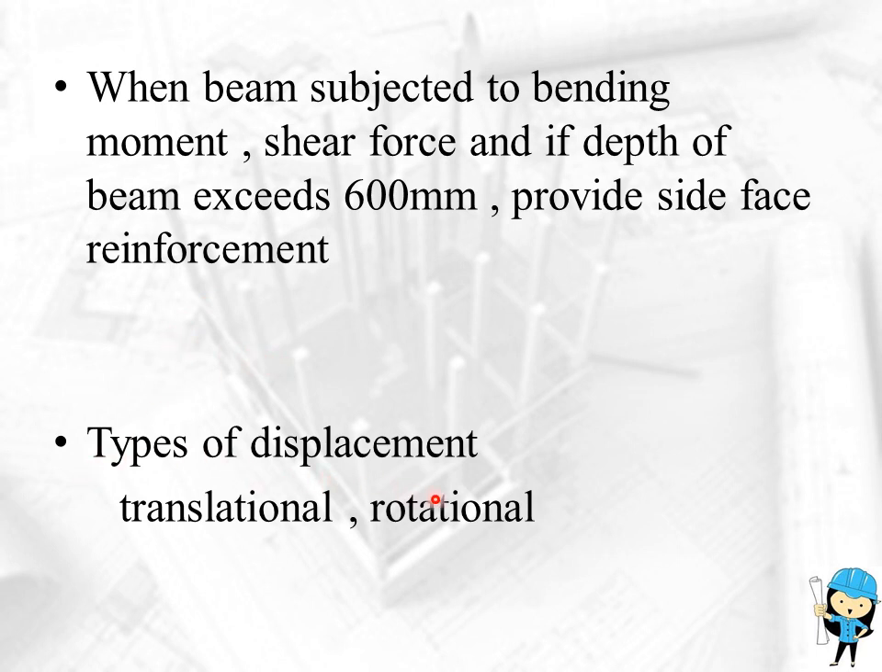Next is types of displacement. Displacement is the movement from the original position due to loading condition. It is of two types, translational and rotational. Translational displacement means it will be in the given direction with the same magnitude on all sides. Rotational displacement means with respect to angle.